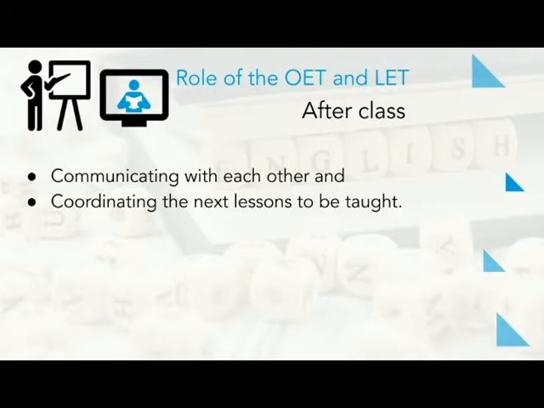So now we've finished the class. This is where the OETs and LETs roles will overlap. Both the LET and the OET are responsible for communicating with each other during the week to provide feedback on the lessons delivered and to decide the next lessons to be taught. We've now covered everything the LET and OET are responsible for in the online English program. That leaves us with the last key player in the academic team.